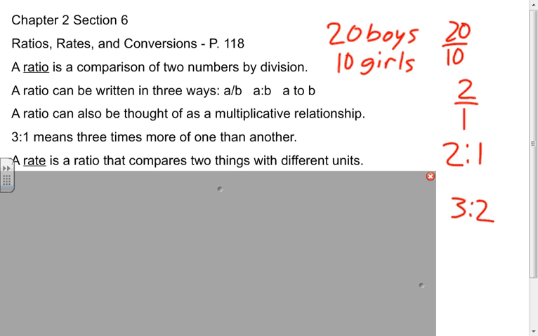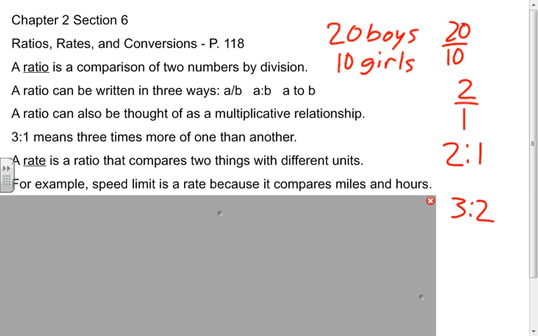Another definition is rate. A rate is a specific kind of ratio. A rate is a ratio that compares two things that have different units. A good example of that is speed limit. Okay? Speed limit is a rate because it's comparing two different things. It's comparing a distance, like miles, and it's comparing a time, like hours. So miles per hour would be a rate because it's comparing two different things.